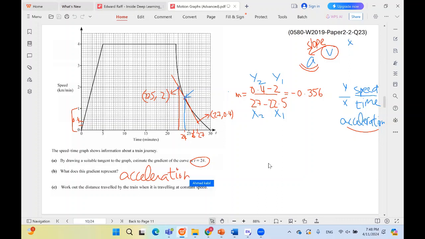Work out the distance traveled by the train when it's traveling at a constant speed. So the distance traveled is the area under the graph. And the area under the graph here is quite simple because when it's traveling at a constant speed, that corresponds to when the line is horizontal. So we just need to get the actual area.